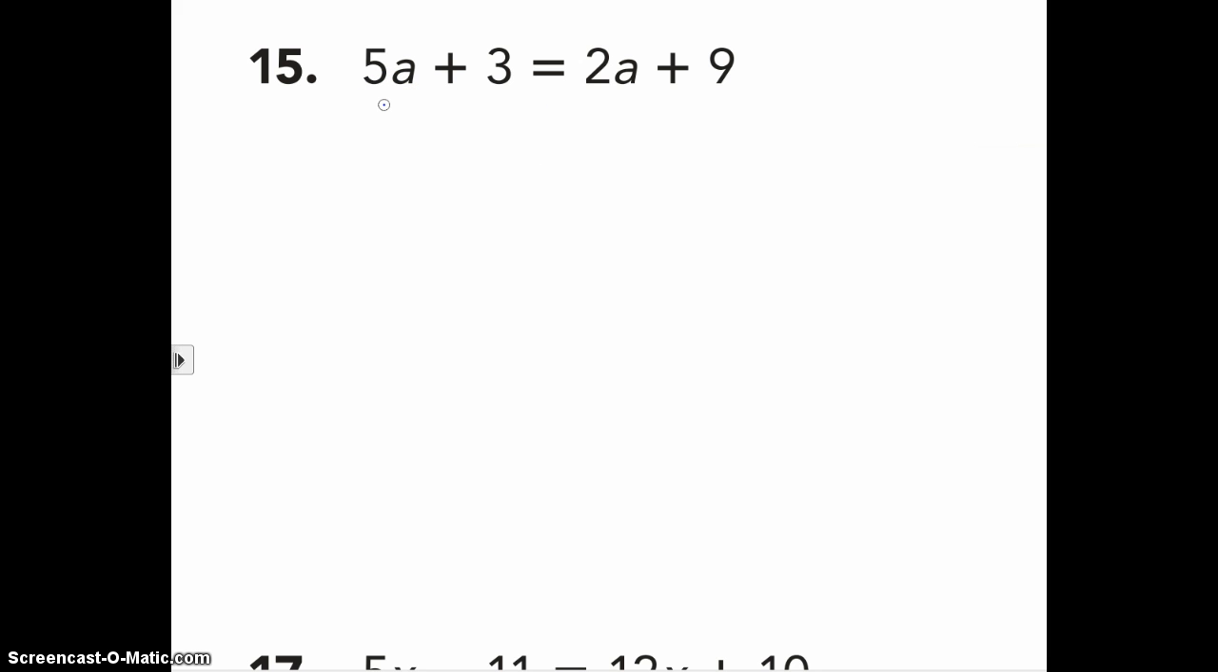I have the option to subtract 5a from both sides, or I could subtract 2a from both sides to eliminate one of those. I generally choose the smaller of the two terms to subtract because that avoids negatives. If I did 2 minus 5 over here, that would be negative 3, and here 5 minus 2 gives me positive 3a.